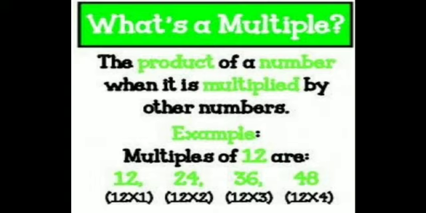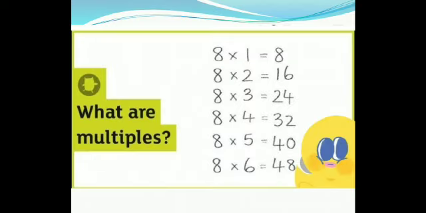They are the multiples of 3, or we can say the product of a number when it is multiplied by another number is called a multiple of that number. So in simple language, you people can just remember multiples means tables. Multiples means tables, right? Okay, now just look at the screen. Here we are having multiples of 8 written. So multiples of 8 are 8, 16, 24, 32, 40, 48 and so on, right?